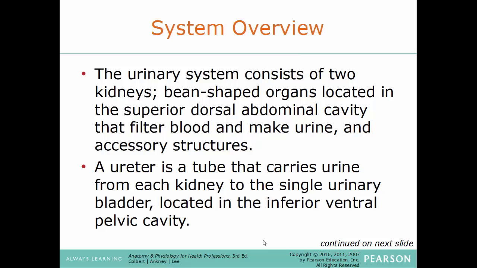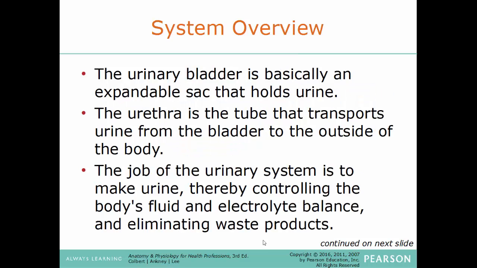The ureter is a tube that carries urine from each kidney to a single urinary bladder, which is located in the inferior ventral pelvic cavity. A urinary bladder is essentially an expandable sac that holds urine. The urethra is a tube that transports urine from the bladder to the outside of the body.